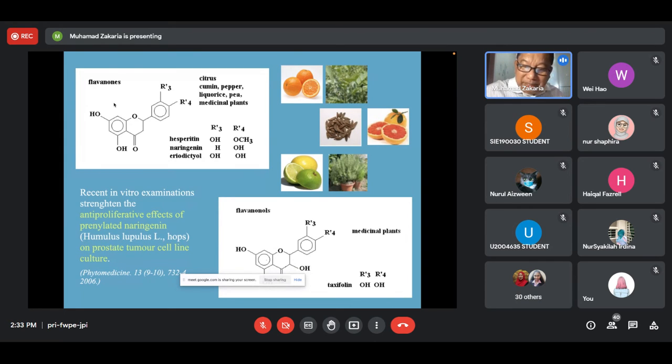Flavanol, medicinal plants. Taxifolin is another anti-cancer substance that is found. But we always take the flesh and discard the rind, so we lose the value of the fruits.